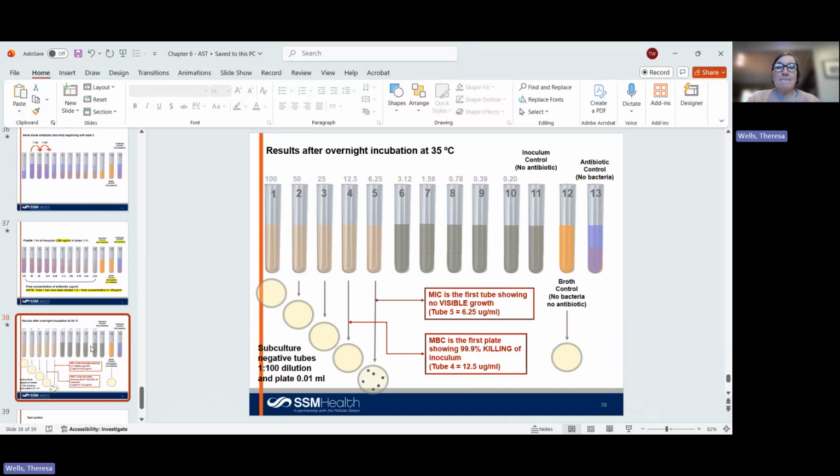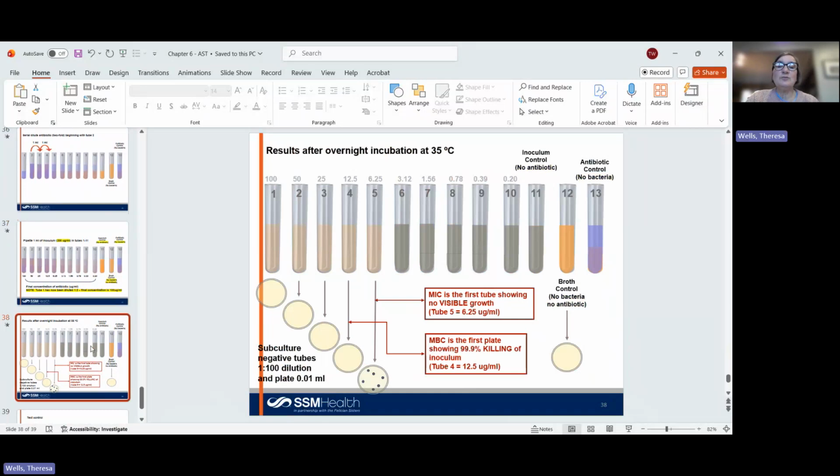So here is where you see tubes 1, 2, 3, 4, and 5, and then 6, 7, 8, 9, 10, 11. So 6 through 11 are obviously growing. They are visibly growing, with 11 being our growth control, our inoculum control. Tubes 1, 2, 3, 4, and 5 don't show any visible growth. So tube 5 is where our MIC is. It is the lowest concentration that is showing no visible growth. It's basically showing inhibition.